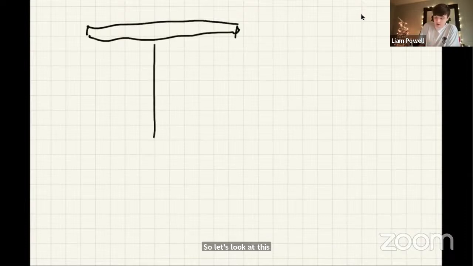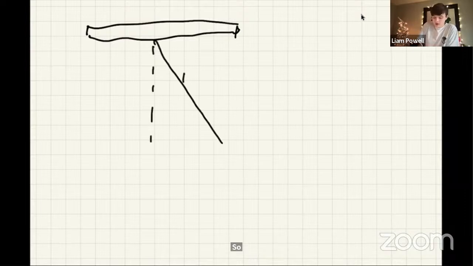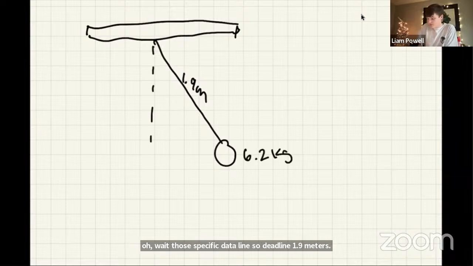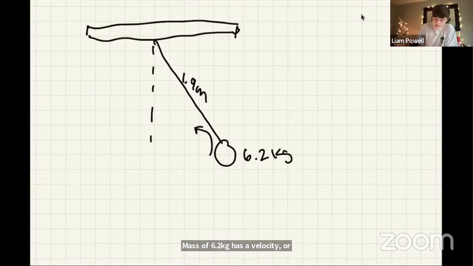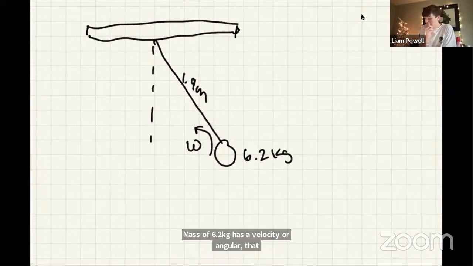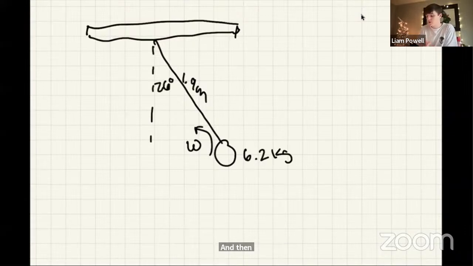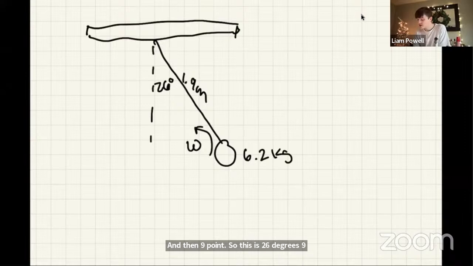Oh wait, that was supposed to be a dotted line. So dotted line, 1.9 meters, a mass of 6.2 kilograms. It has a velocity or angular velocity that way. And then this is 26 degrees, 9.8 meters a second downward. So what's the speed of the ball when it's in circular motion? Does it tell us the velocity? Small metal balls. Let me read this again.